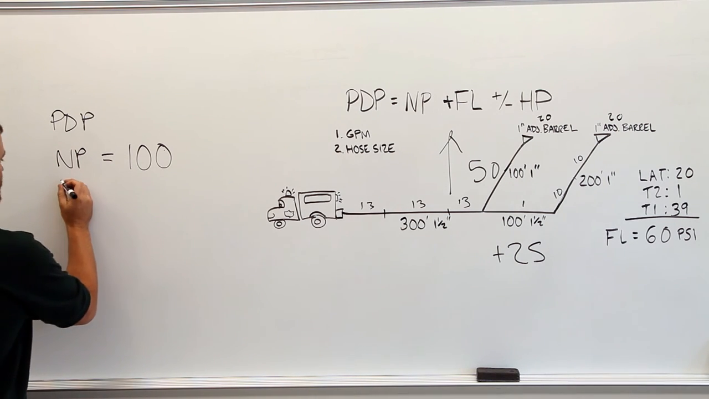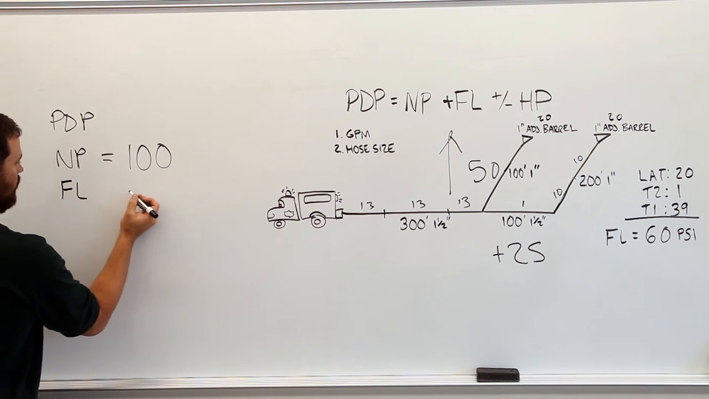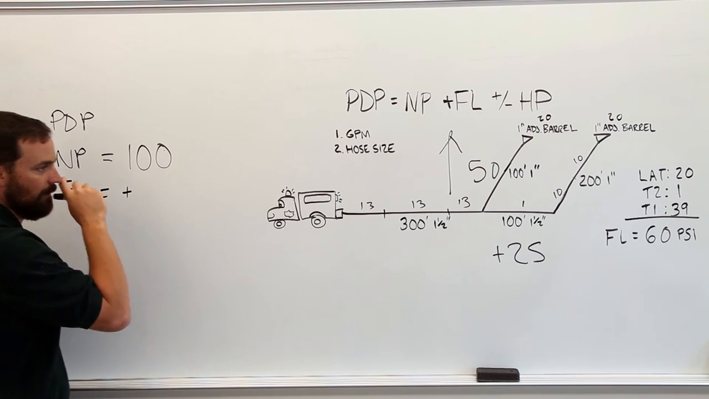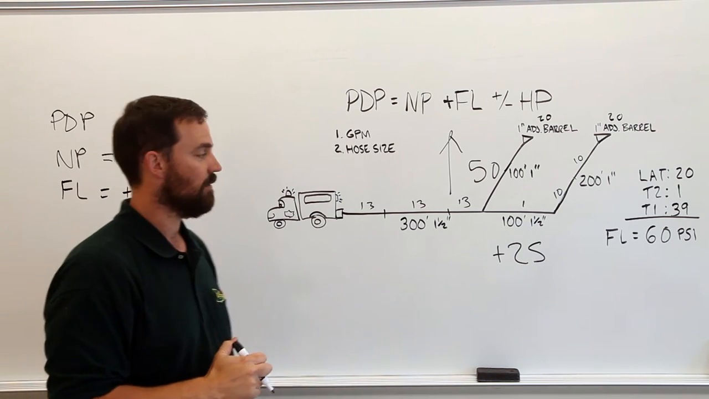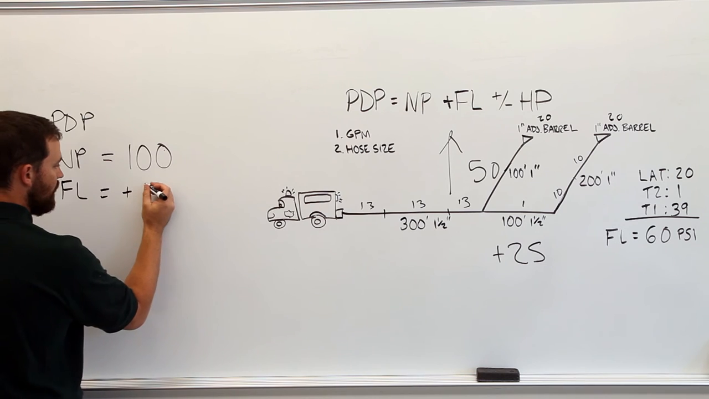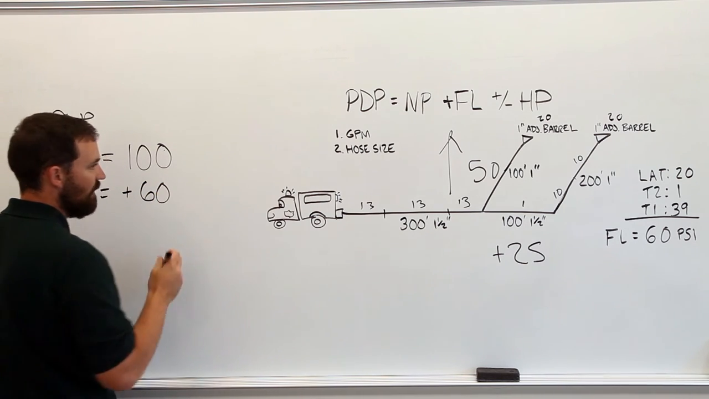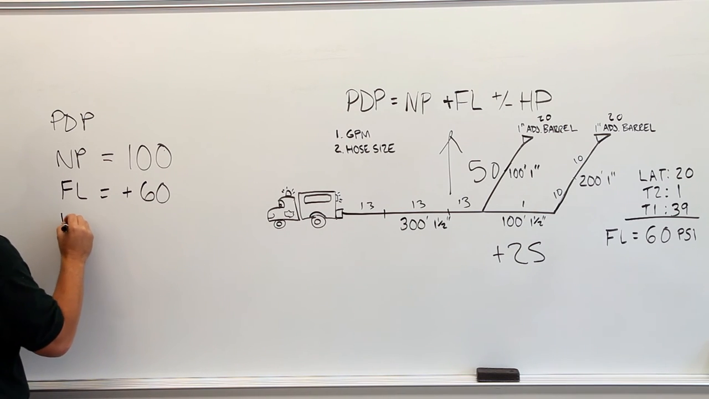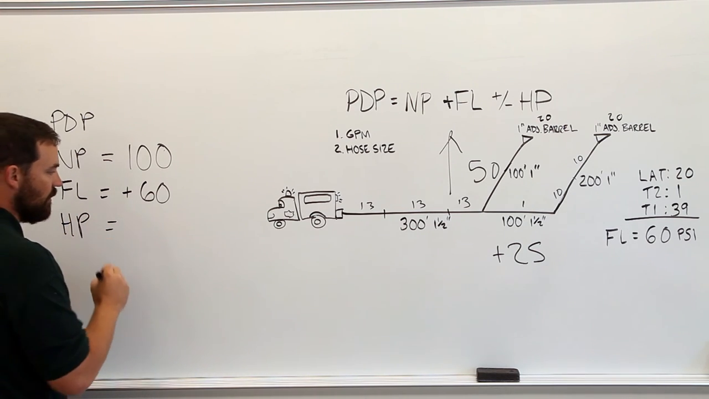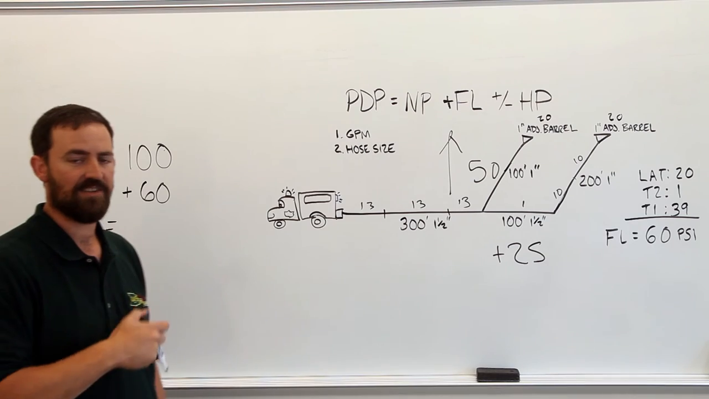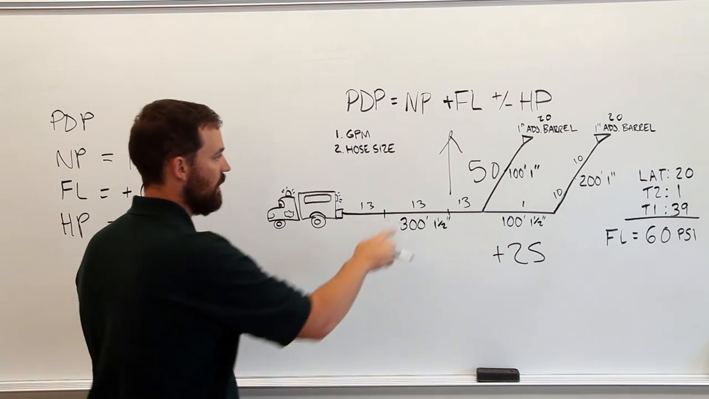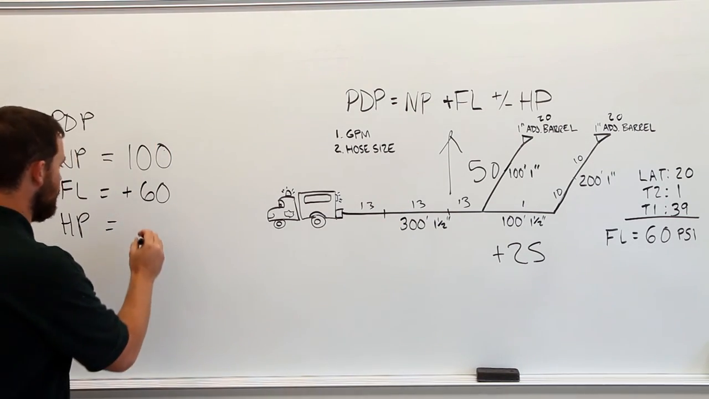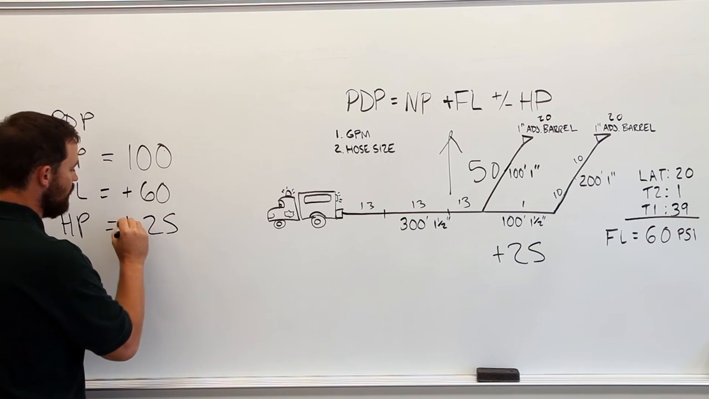The next part of the equation is the friction loss. So we're going to add 60 pounds of pressure for the friction loss of the hose lay, which we came to using our rules of thumb in the IRPG. The last piece is head pressure, which we determined was going to add an additional 25 pounds of pressure because we're pumping 50 feet up the hill. So we're going to add 25.